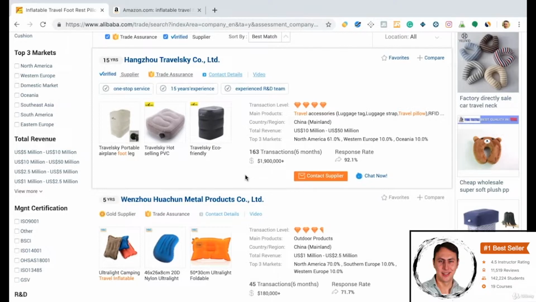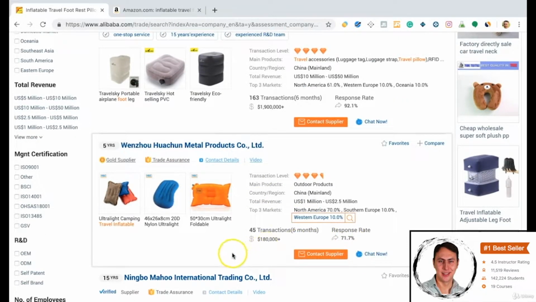For example, next one. The rate is 71%. When you send a message to them, they might reply 2 to 3 days later. But you can't wait 2 to 3 days for business. So it is useful to contact manufacturers with a 90% or higher response rate. It is useful not to contact manufacturers with a 70%, 60% or lower response rate.